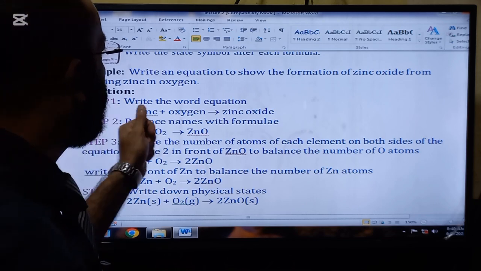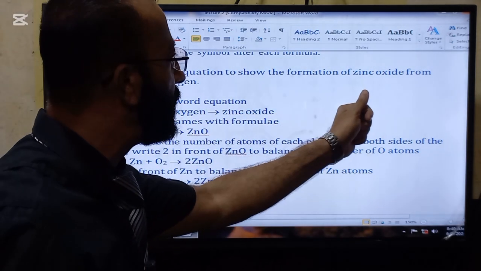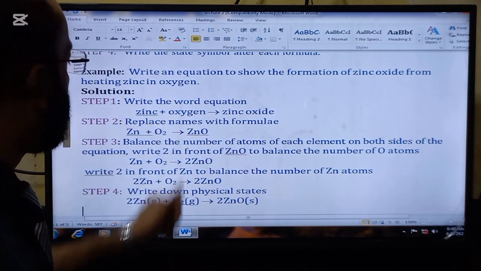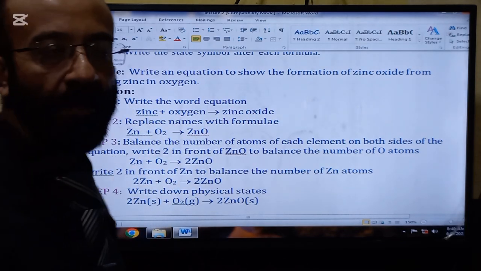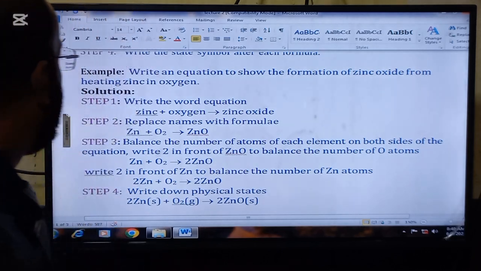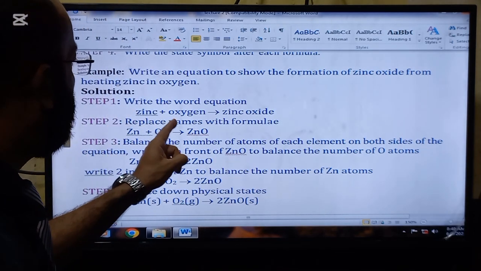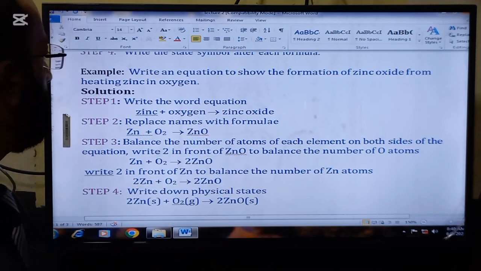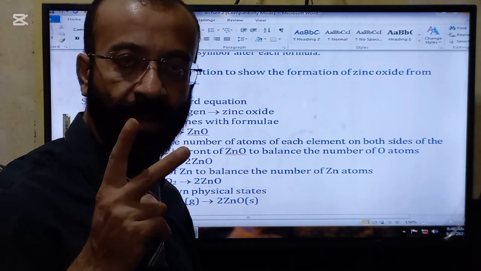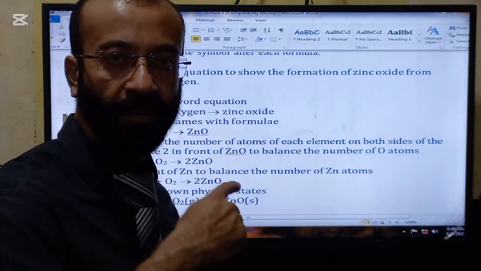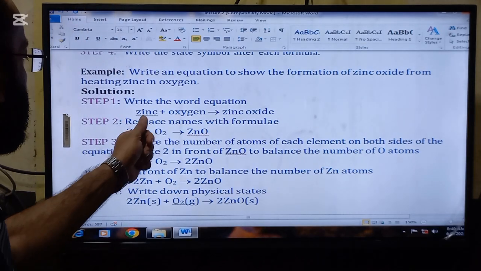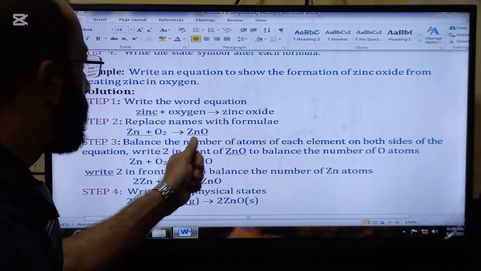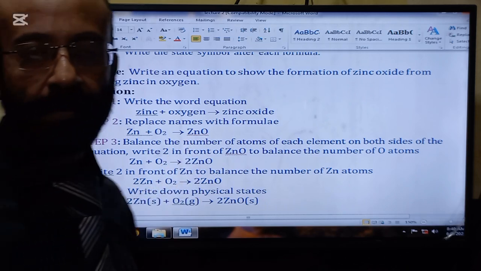So the question is: write an equation to show the formation of zinc oxide from heating zinc in oxygen. The first step is to write the word equation. So zinc plus oxygen forms zinc oxide. This is the word equation. The second step is to write the formulas of the reactants and products. So zinc is Zn, oxygen is O2, and zinc oxide is ZnO.